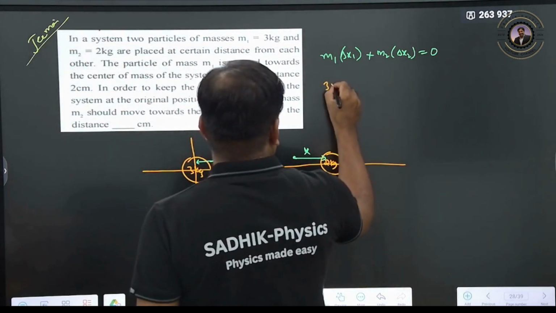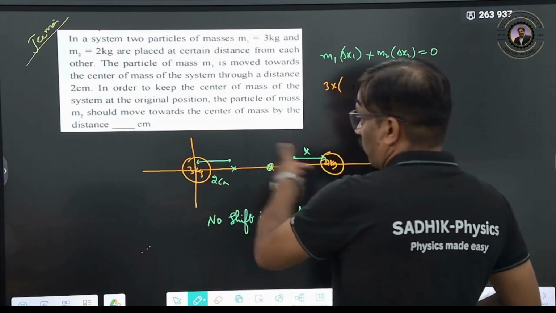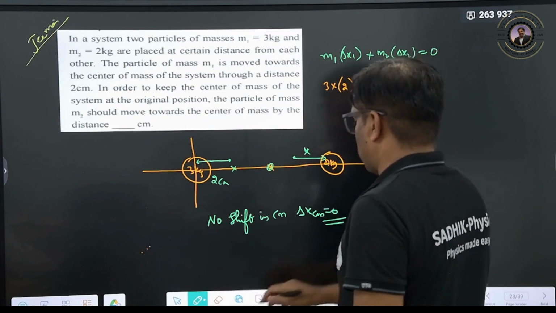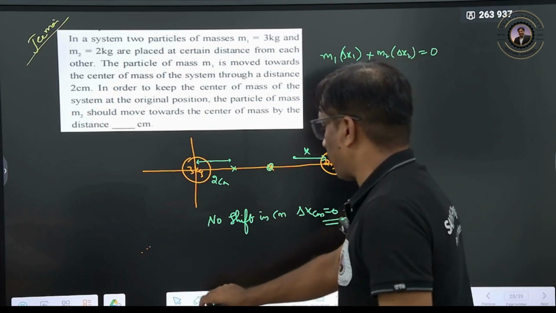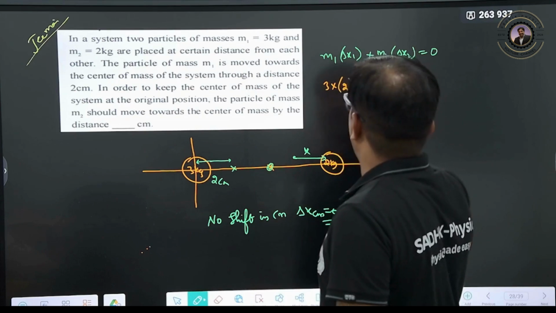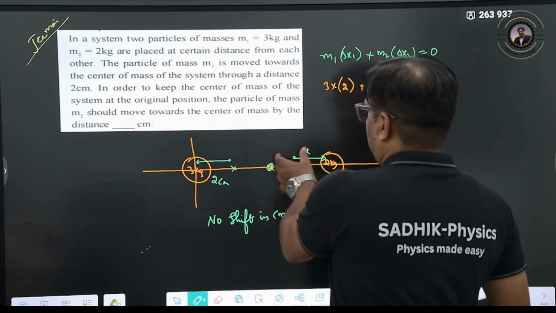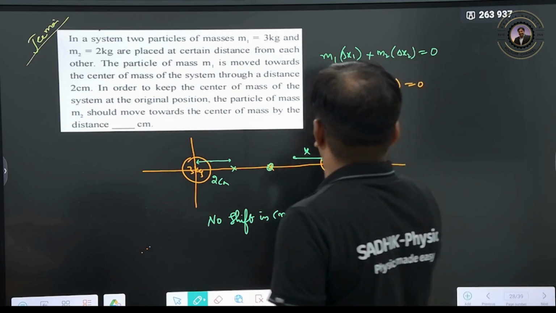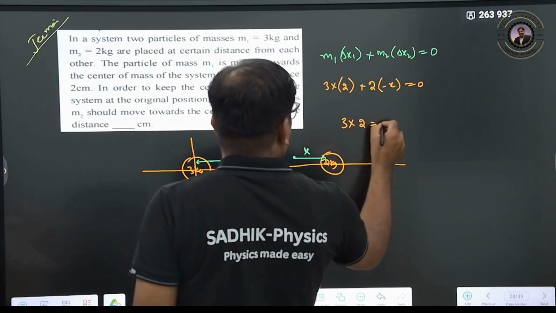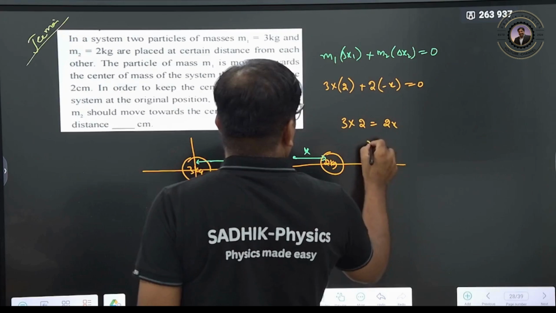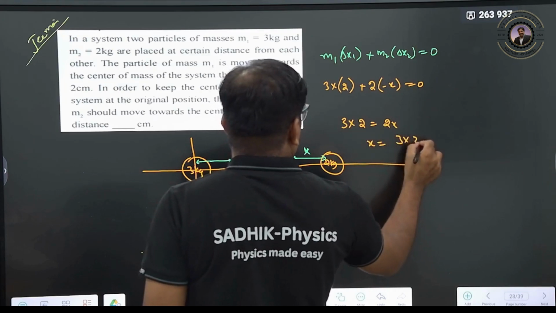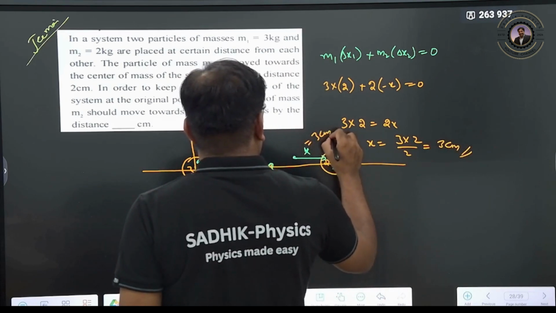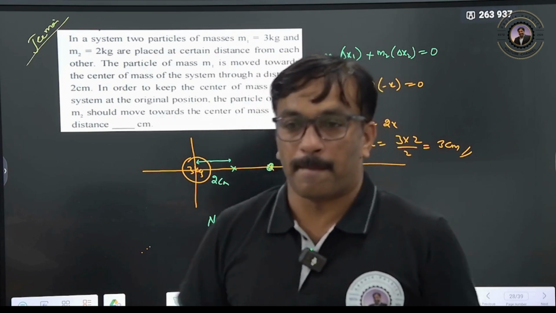So this is 3 kg, and the distance moved toward the x axis is 2, plus m2. m2 is nothing but 2 kg. The shift that takes place is minus x, and it is equal to 0. So 3 into 2 is equal to 2x. Therefore x equals 3 into 2 by 2, which is 3 centimeter. So it should move a distance of 3 centimeter. Clear?